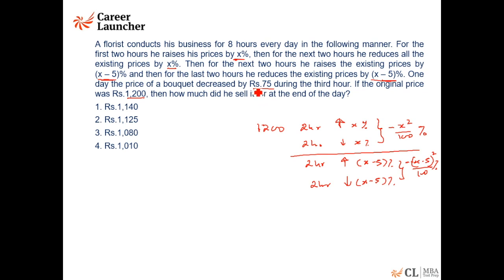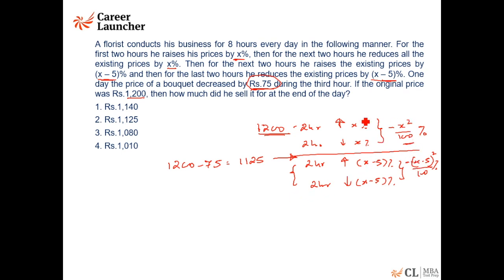What is the first reduction happening? First reduction is 75 rupees. This reduction is equivalent to 75 rupees. So while you started the day at 1200 rupees, when you reach this stage, the price was 1125. 1200 minus 75. Right? Now this will lead to a further reduction, isn't it? So what will the reduction be? Will it be more than 75 or less than 75? Obviously less than 75. Why?